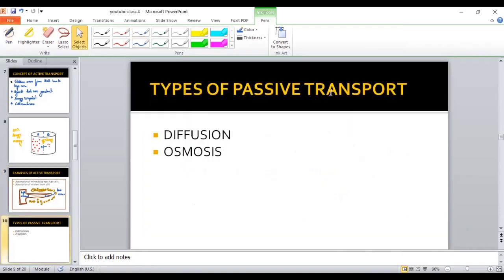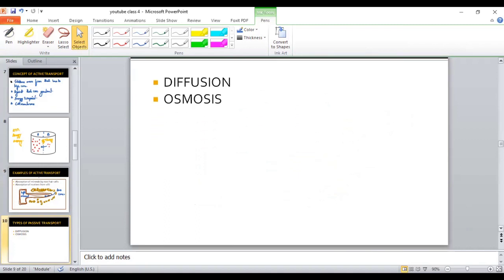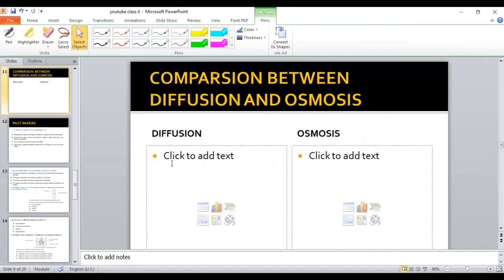Then types of passive transport, diffusion and osmosis, we are going to discuss. As I told you, both are types of passive transport, so the concept is again the same: no need of energy, down their concentration gradient. But when we talk about the difference, diffusion is the random movement of substances. Any substance can move.